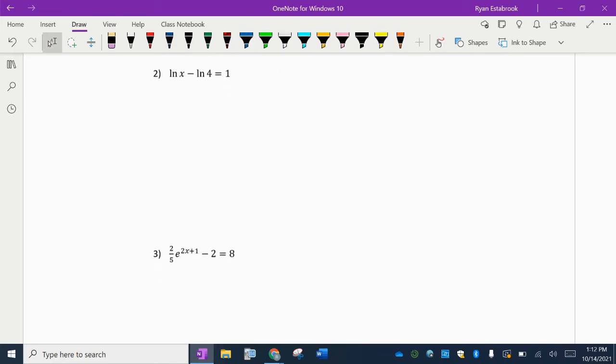Strategy 2. This problem looks different. We need a new strategy. The first one was in exponential form. This one is in log form. ln of x minus ln of 4 equals 1. Turn to your friends, say hello, and then I want you to see what would you do to this equation to simplify it down right away. Do you have some ideas for this one? Go.